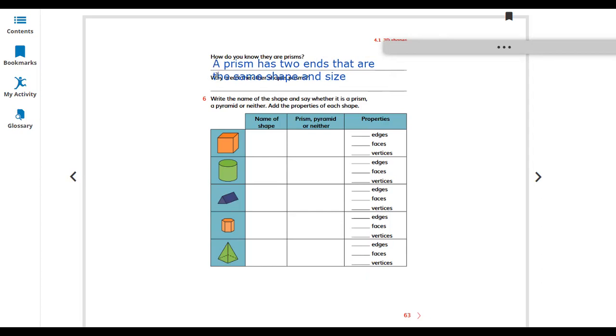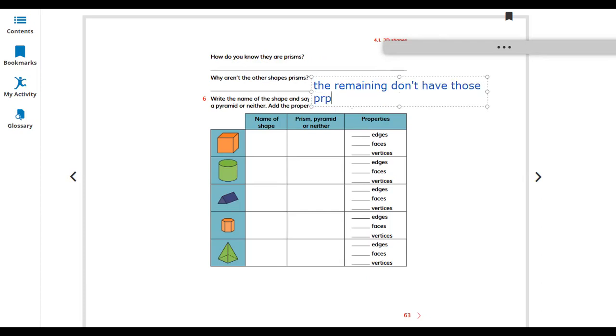And after this, the second question inside. What are the other shapes, not prisms? So the remaining shapes don't have those properties which the prisms have. So right here, the remaining shapes don't have. Talking about the other shapes.